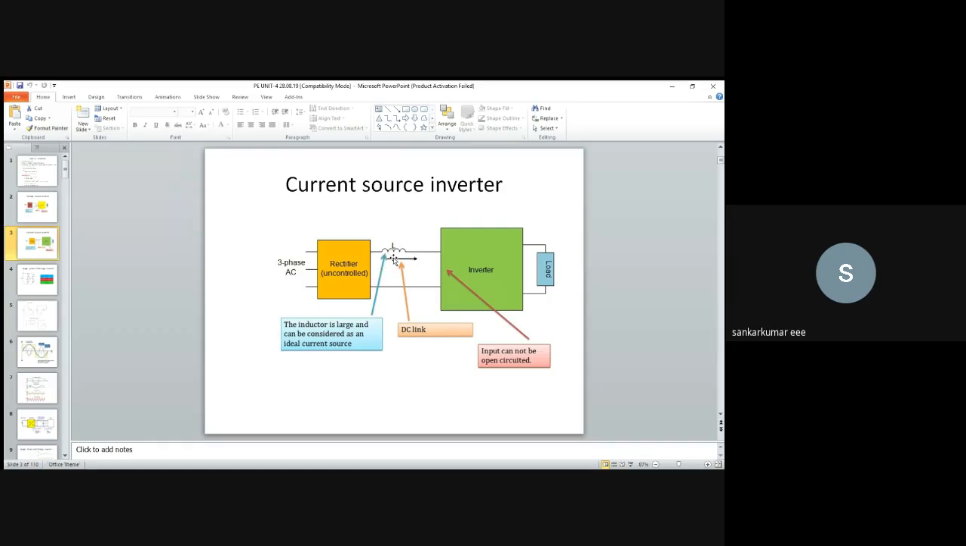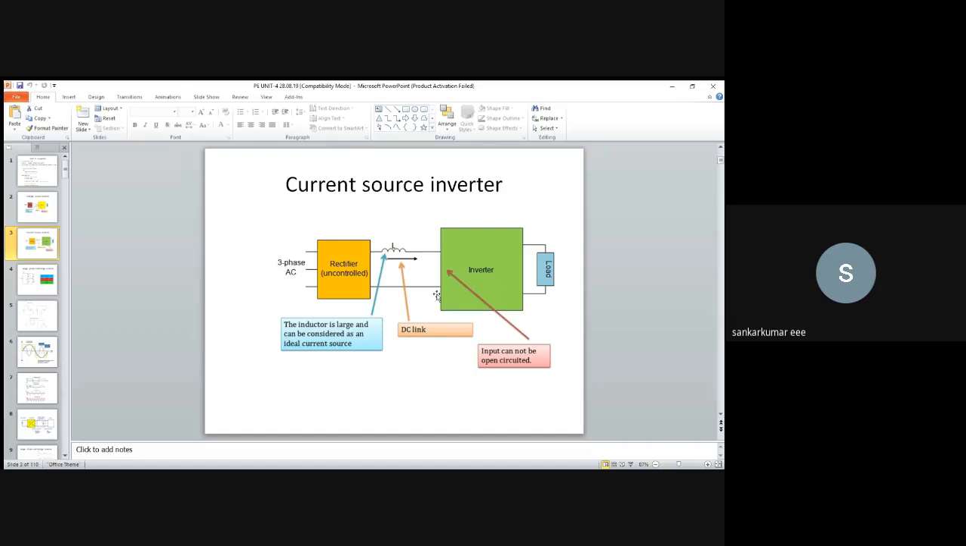So what is the main property of the inductance? It will not allow a sudden change in current, so that it provides constant input current to the inverters. Here it is mentioned that the inductor is large and can be considered as an ideal current source, and this will give the constant current input.